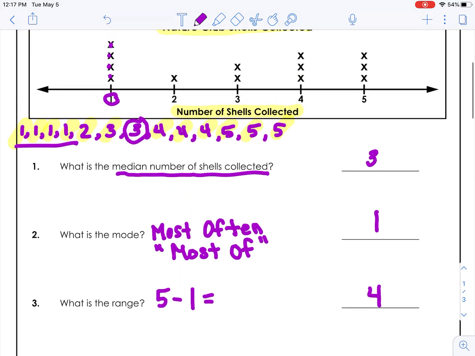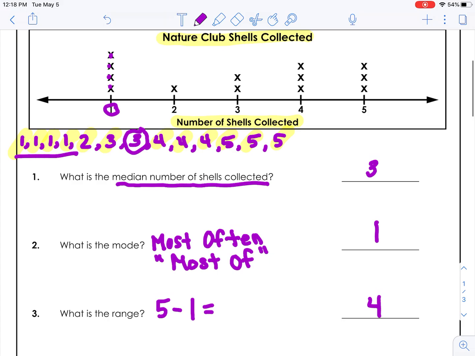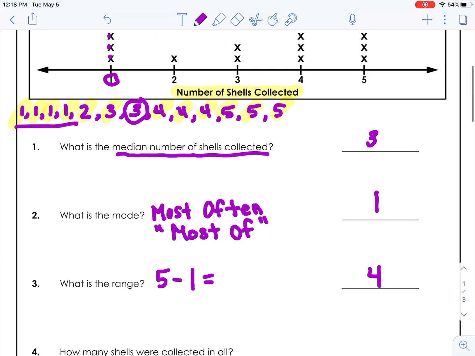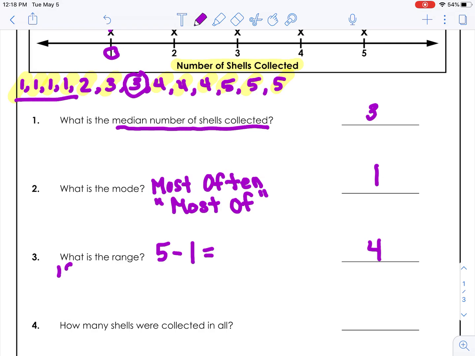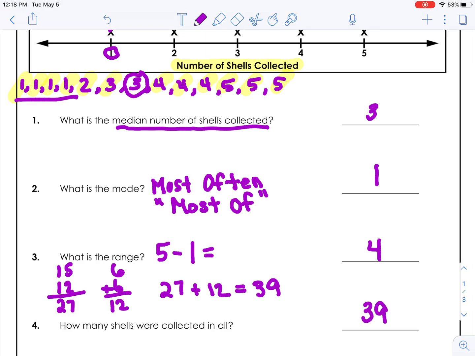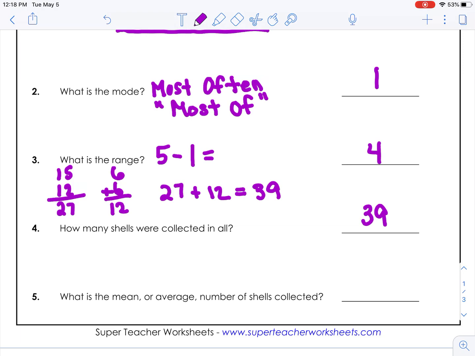And then how many shells were collected in all? Well, we have to add all of our data. We have 3 fives, which is 15. We have 3 fours, which is 12. We can add those together and we have 27. Then we have 2 threes, which is 6. We have a 2 and 4 ones, which is also 6. So that's 12. We can add 27 plus 12 together and get 39. So we have 39 shells all together.